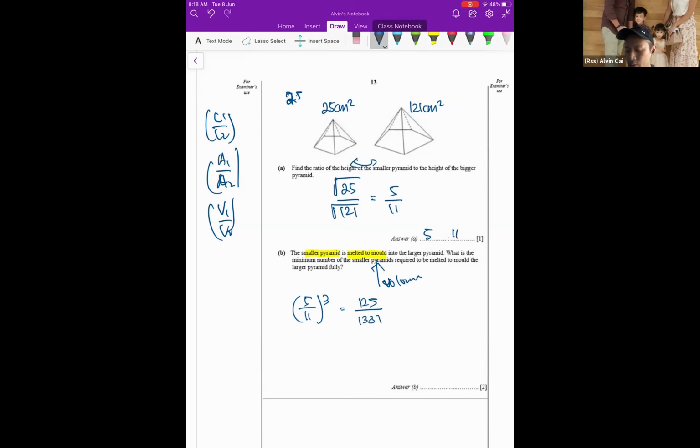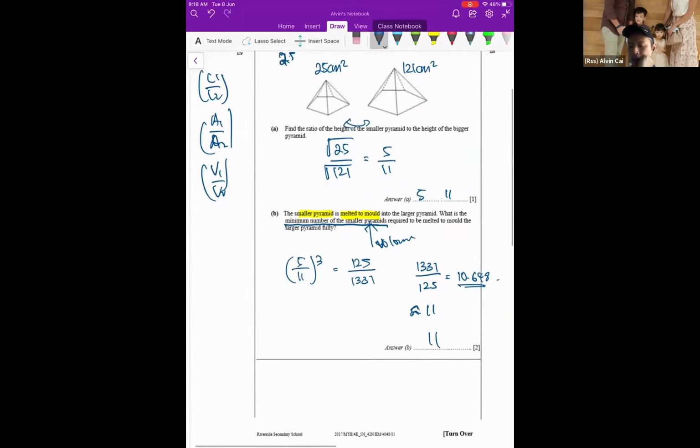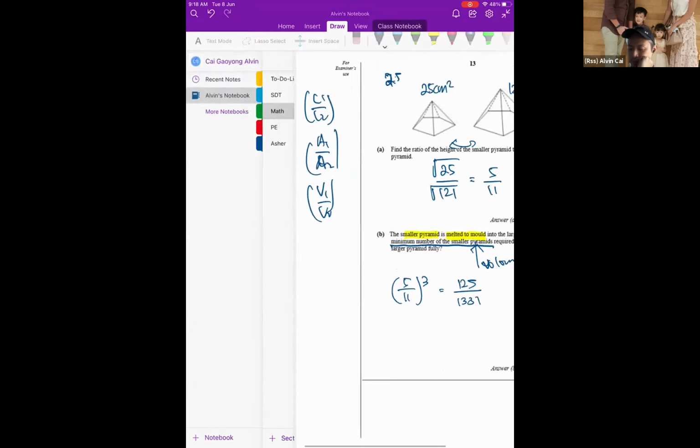So since we got the volume ratio, all we need to do is just divide. Okay, the big over the small, so it's actually 10.648. And of course, you need to round up. What's the minimum number of the small pyramid required? Okay, so they require 10.6, so therefore we need to round up, so we need at least 11. Okay, so answer will be 11. Okay, right, so moving on.